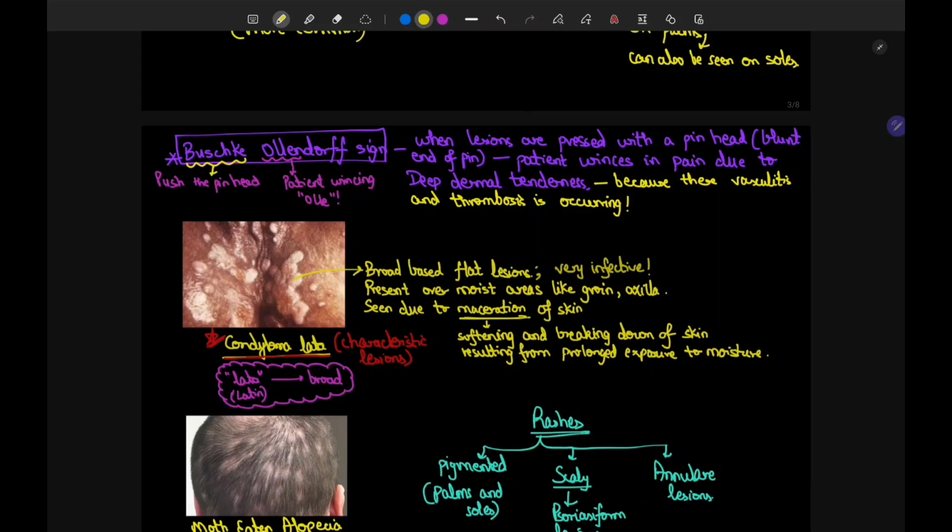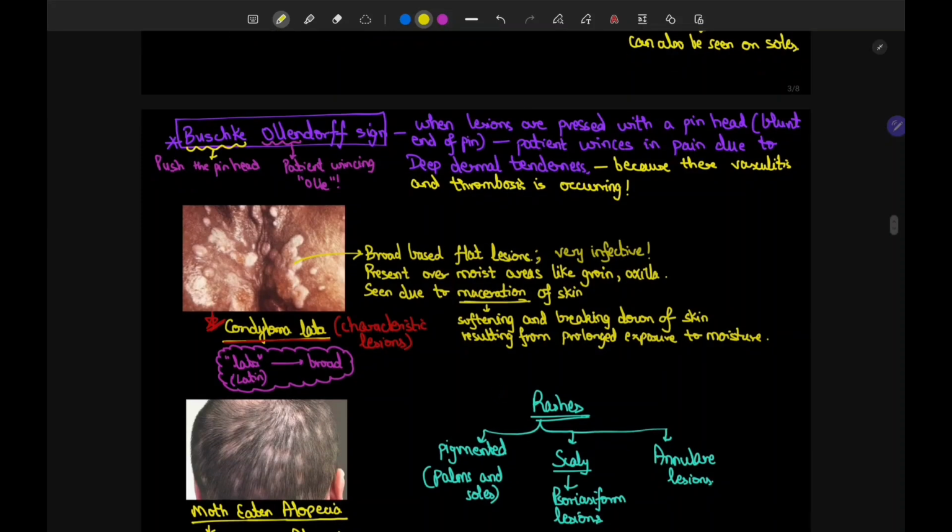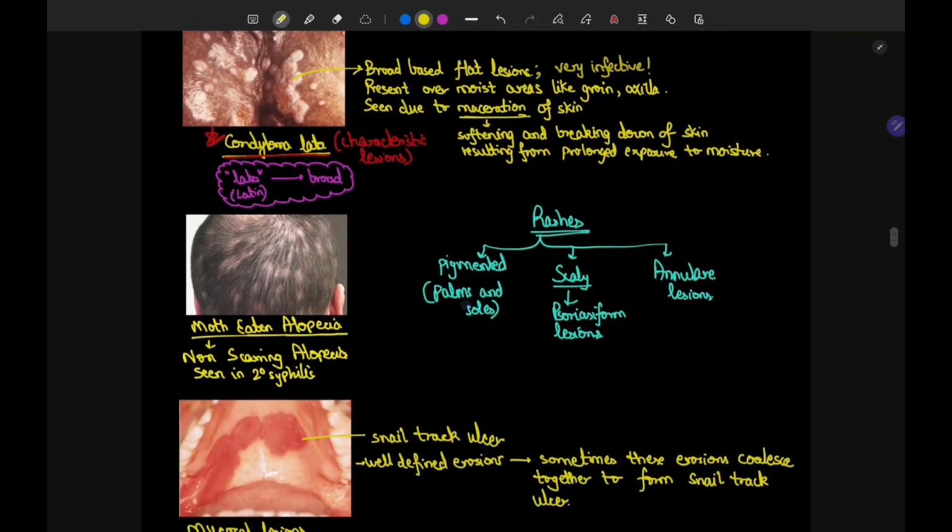Now what's maceration? It's softening and breaking down of the skin resulting from prolonged exposure to moisture. So condyloma lata, and these are very characteristic lesions of secondary syphilis. Lata in Latin means broad. Now you may also see these types of lesions which are moth-eaten in appearance on the head. It leads to non-scarring alopecia. Now this is the only non-scarring alopecia seen in secondary syphilis.